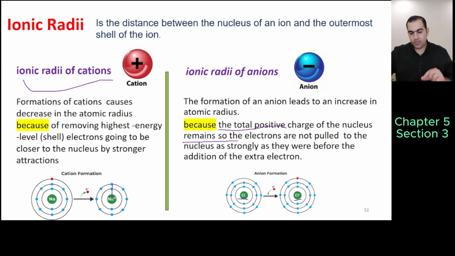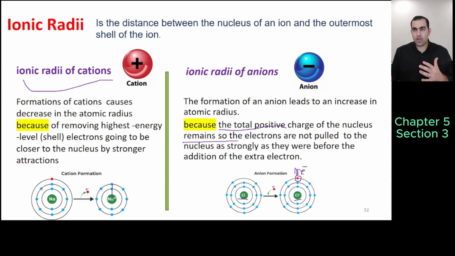Examine chlorine: 17 protons, 17 electrons. When it gains 1 electron, we have 18 electrons and 17 protons. When electrons are more than protons, repulsion increases compared to the attraction. There's an attraction, but it causes repulsion.